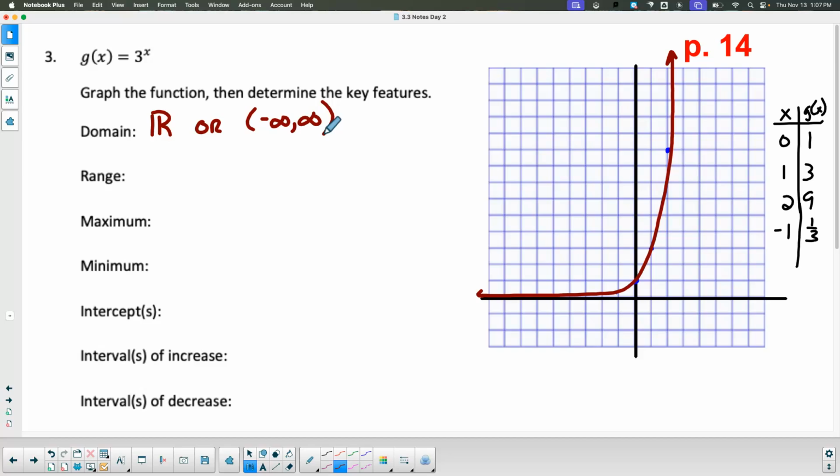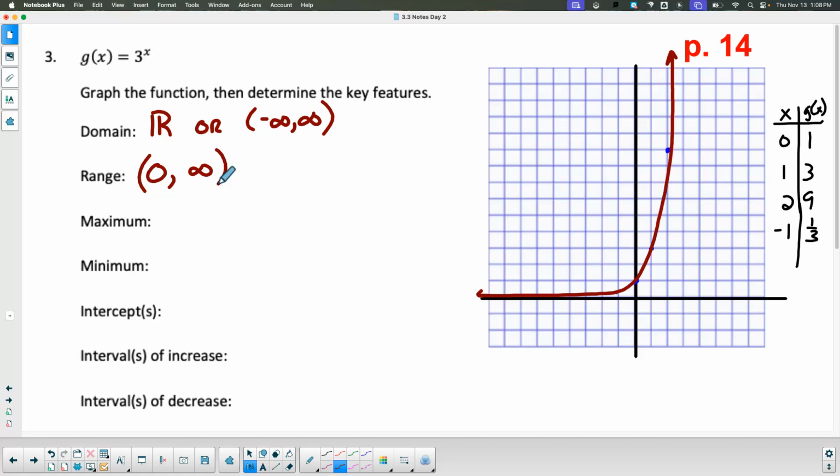So what would the lowest that it could possibly be? 0, but would it include 0? Bracket or parentheses? Parentheses, because it can't actually be 0. And then how big does it get? Infinity, because it's shooting straight up. So it's going to go to positive infinity. And with infinities, those are always parentheses.